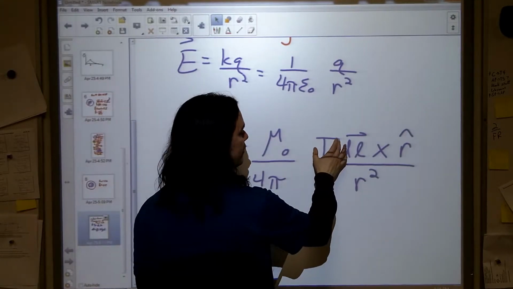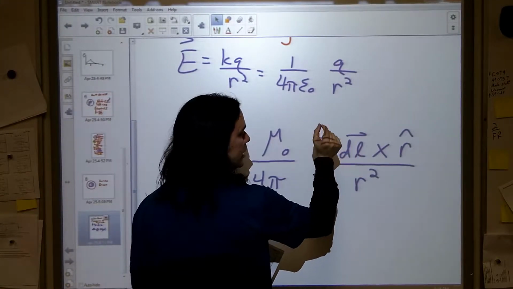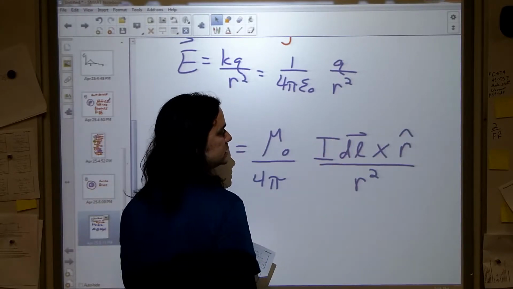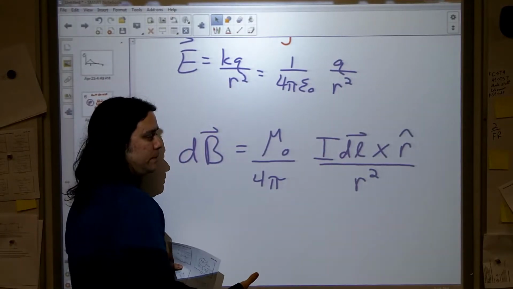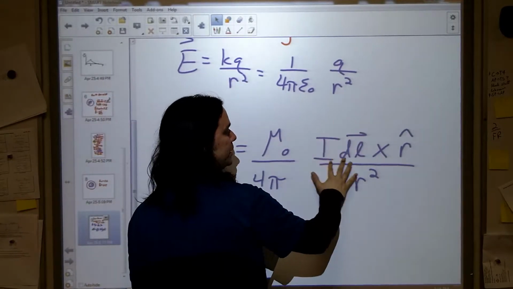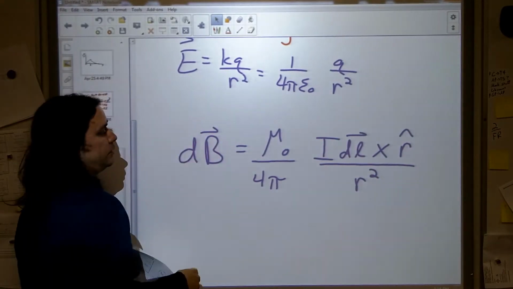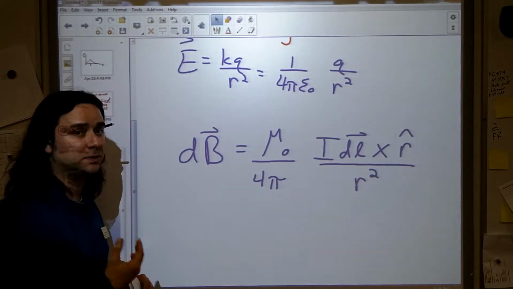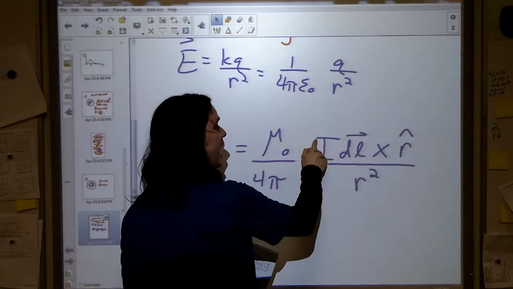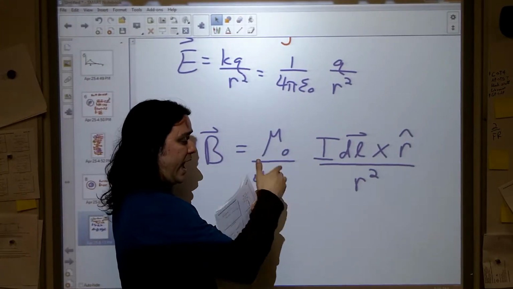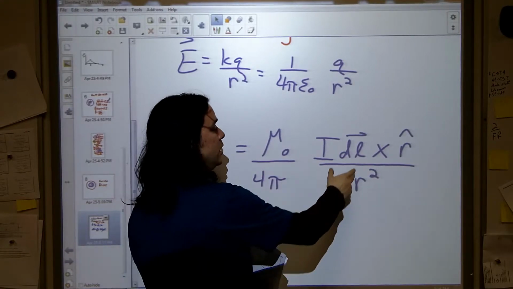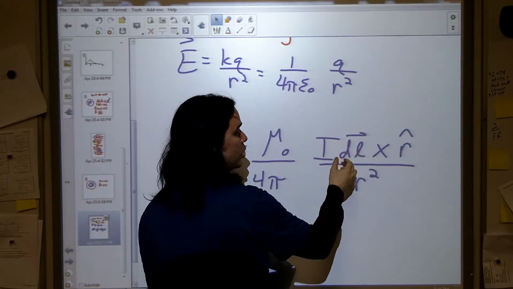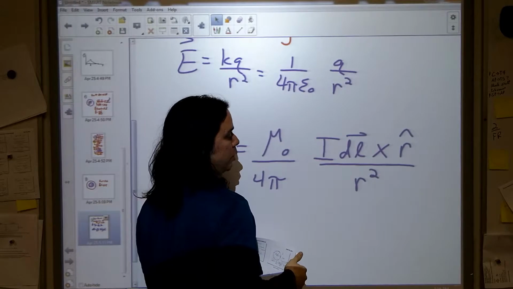And here we have current going through an infinitely small piece of wire. So you could imagine it as an infinitely small piece of what generates the magnetic field, which is going to be the current. Now, current is actually found at a specific point. That's why it's not dI, because current is only at one point in space. So we're going to look at the current that's going through an infinitely small piece of wire.